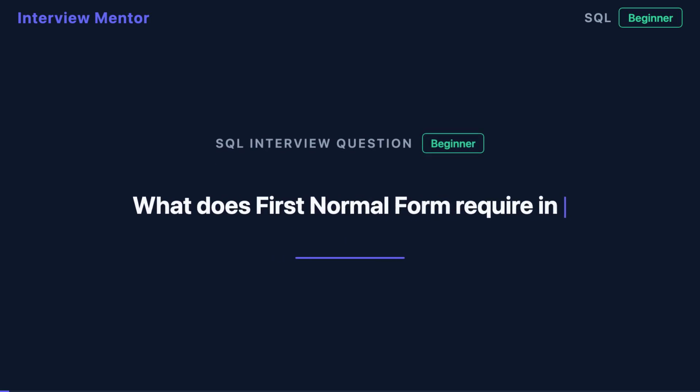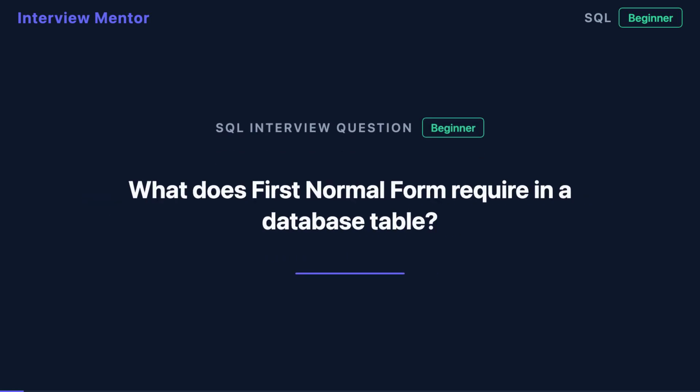The most common database design mistake? Storing multiple values in a single column. This violates first normal form and breaks everything from queries to data integrity. Let's see what 1NF actually requires.